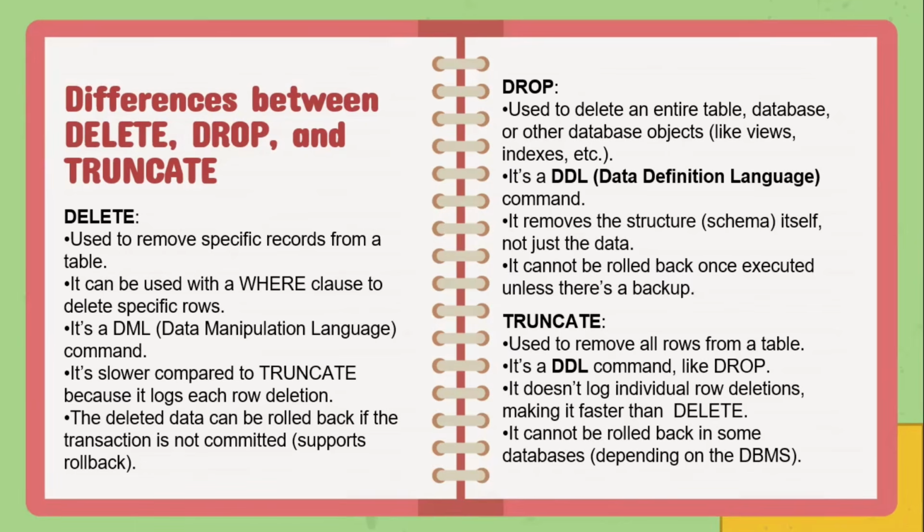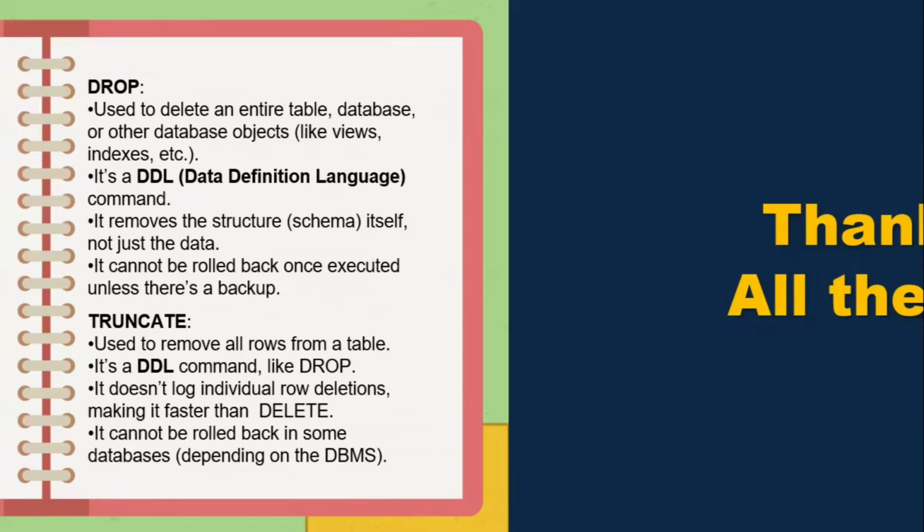Truncate is used to remove all the rows from a table. It's a DDL command like drop. It does not log individual row deletions, making it faster than delete. It can be rolled back in some databases. It depends on the DBMS.